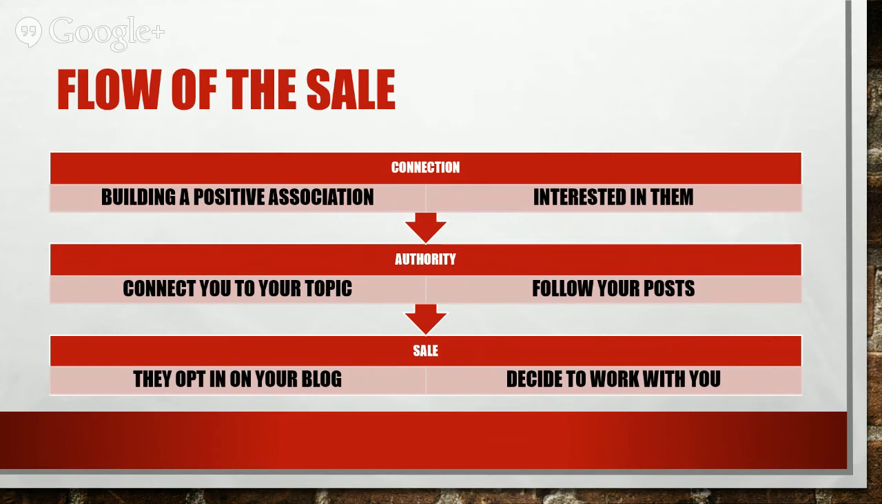Now, the sale part comes after they've decided to opt in on your blog. So at this point, they feel a strong connection with you as a person. They've followed your posts on Facebook for a little while, or maybe it happens quite quickly for some people. They've decided to opt in because they want to work with you, because there's something about what you're doing that is appealing to them. So that's really the flow of where you go from a complete stranger to someone deciding to work with you.